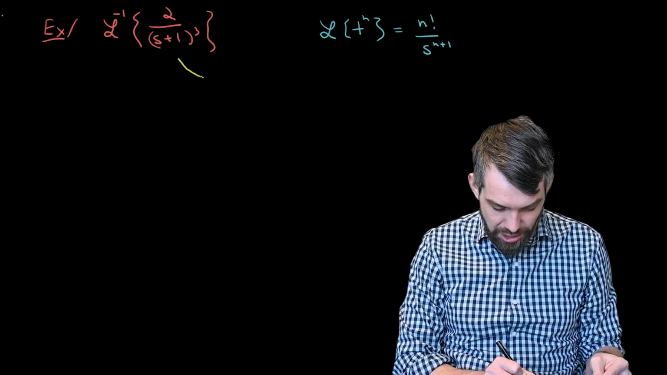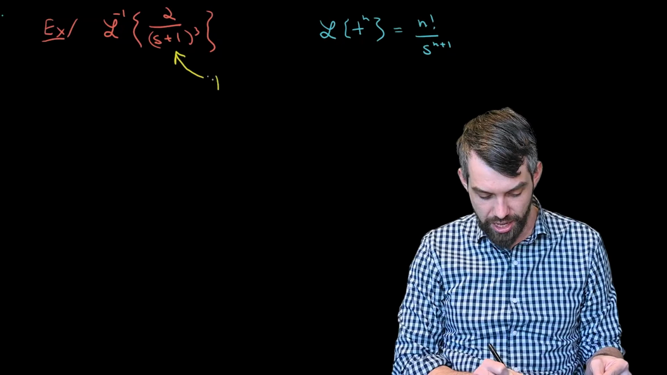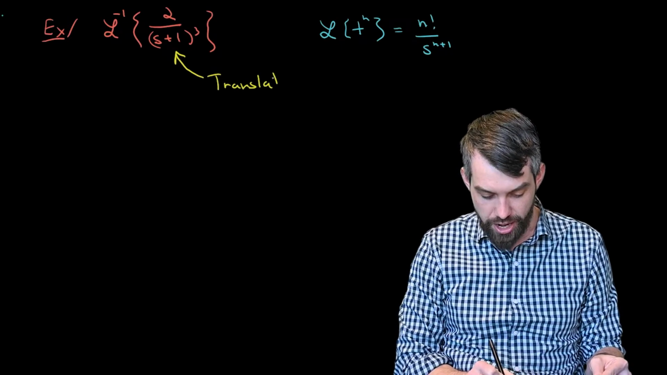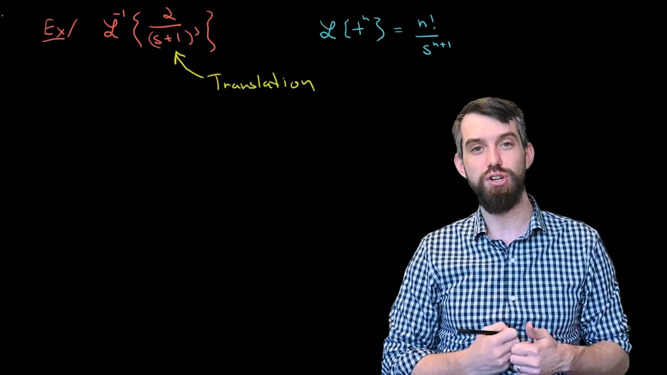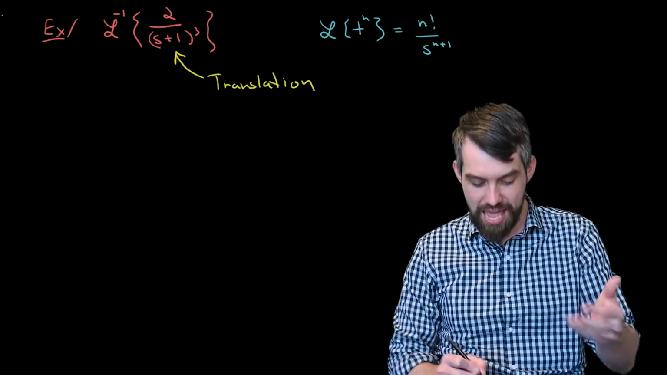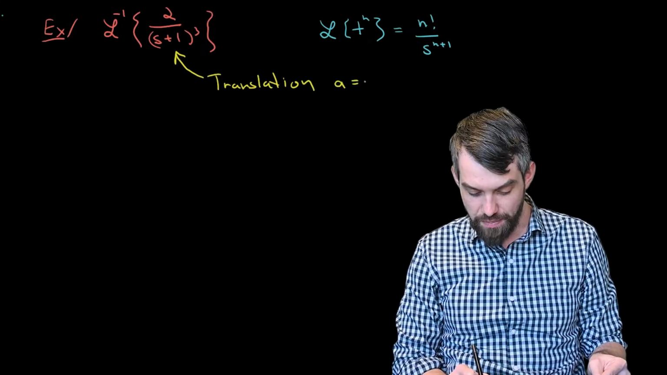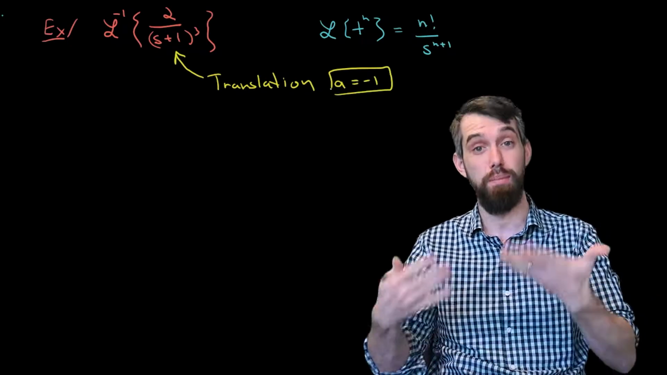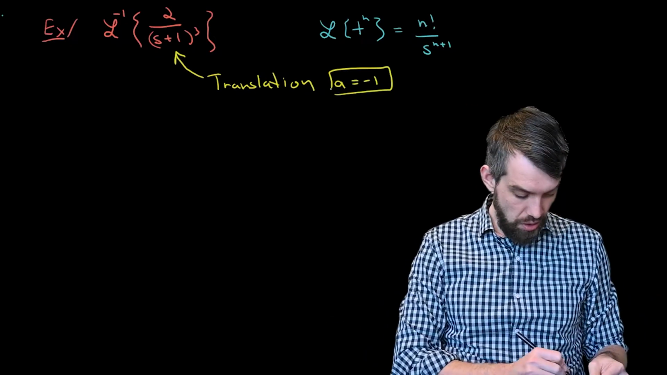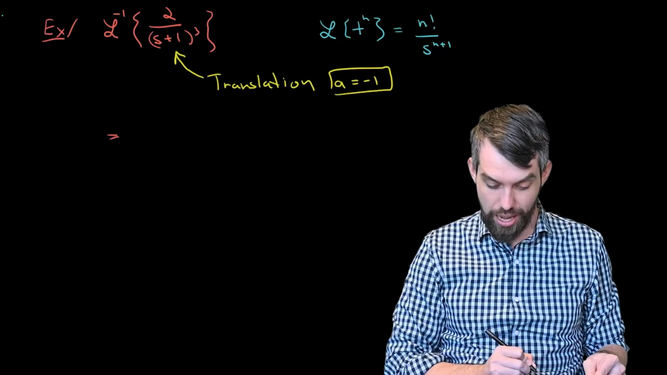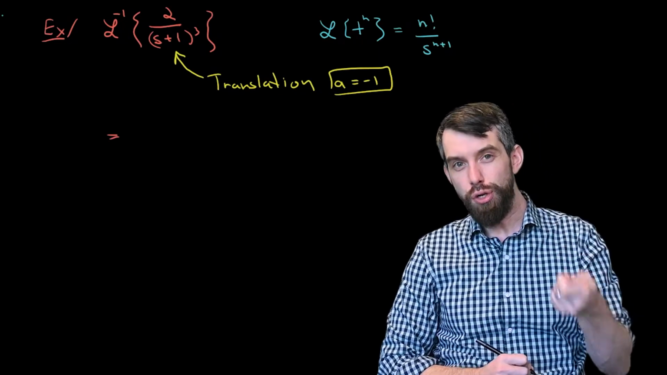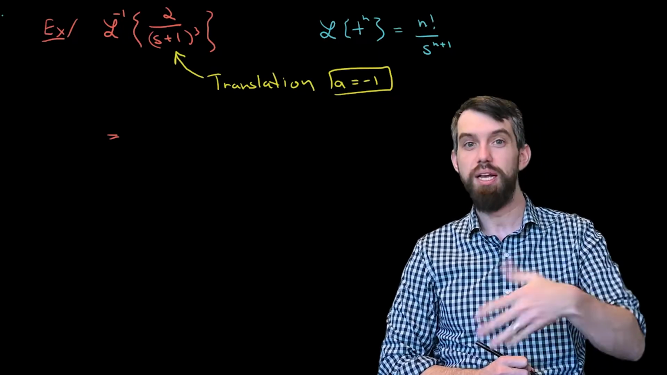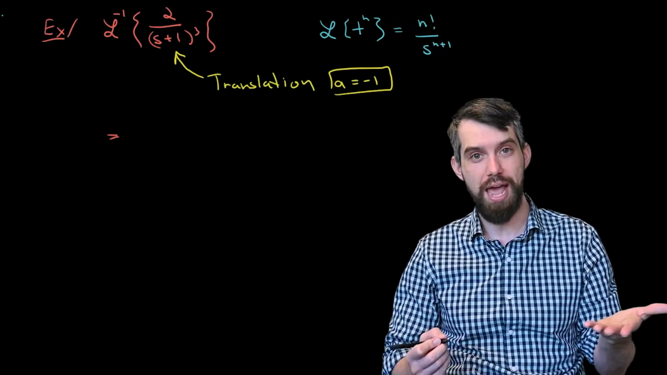Except that there's this s plus 1 down here. In other words, I have a translation, so it's no longer a function of s, it's a function of s minus a, and in this case, the value of a appears to be minus 1 because it's s plus 1, so s minus (-1). And as a result of that, if I want to get to the final answer, I note that 2 factorial, if n was 2, is just going to give me 2, which is what I have on the top.